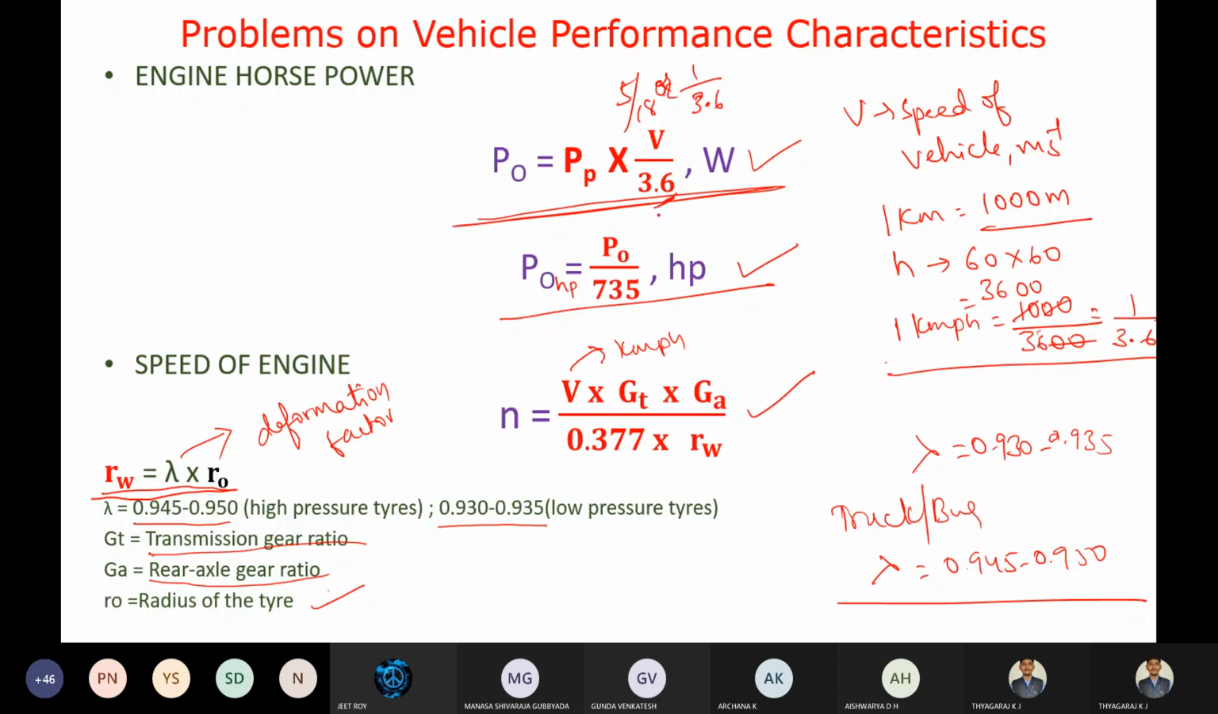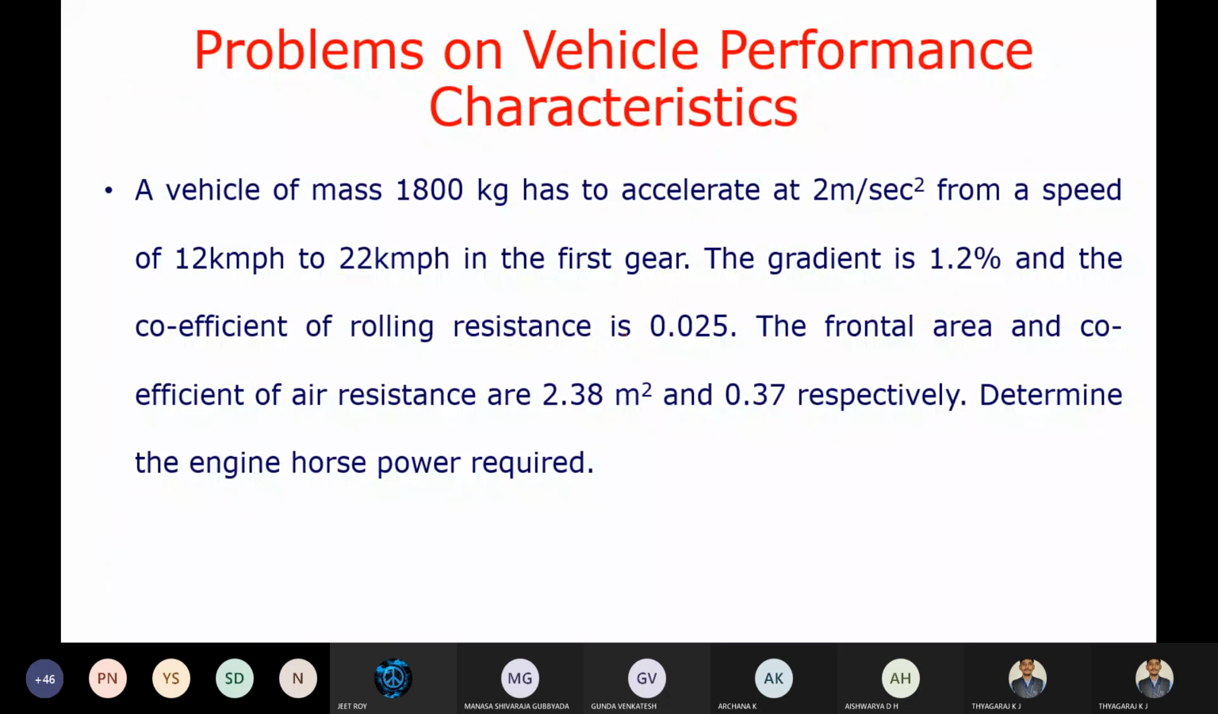Here in the speed of the engine, you have to keep kilometer per hour only. Whenever it comes to horsepower, you have to convert. In other places also you have to convert, but here it should be in kilometer per hour only. Now note down the first problem.